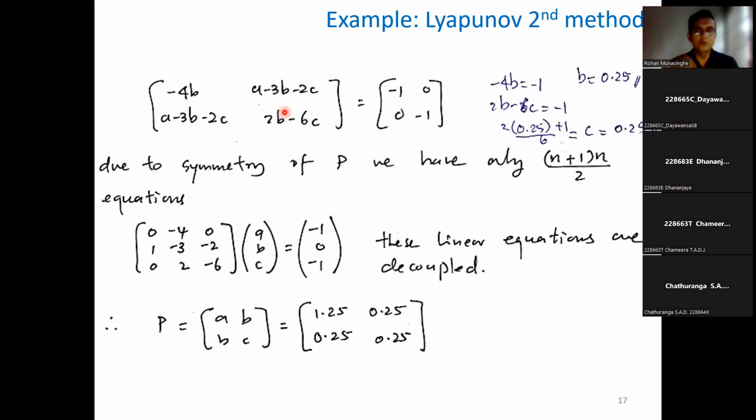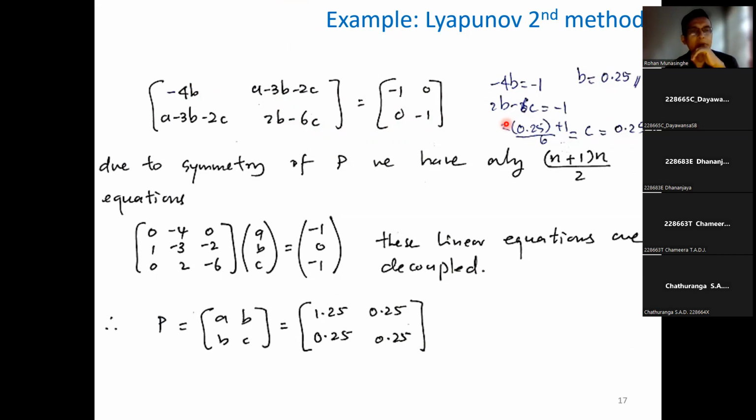On the right-hand side is minus 1, 0, 0, minus 1. So you can write down equations if you wish, right? Minus 4B is equal to minus 1, and you can find out B is 0.25. And also 2B minus 6C is equal to minus 1, right? And now because you know B, you can calculate C as 0.25. So like that, you can calculate A, B, and C, right?